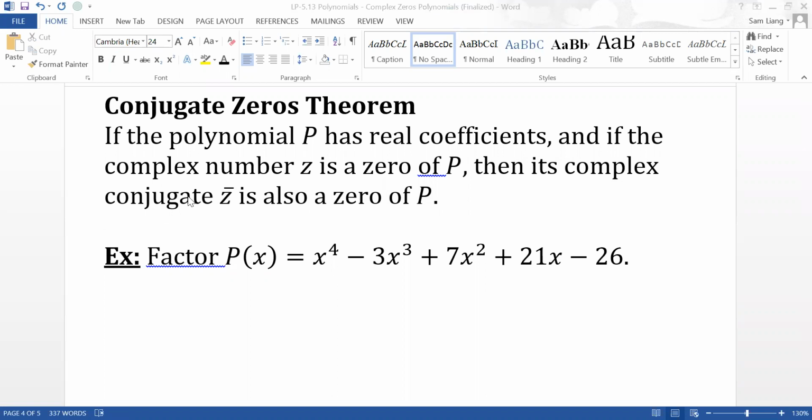We also saw this in the do now, right? We had 9i and negative 9i. We're not going to prove this theorem, but whenever you have a complex zero like 9i, the conjugate of that zero, in that case negative 9i, also has to be a zero of that polynomial. Just make sure you copy that, and then from there we'll move on to the example.